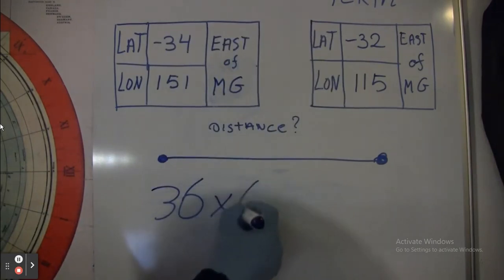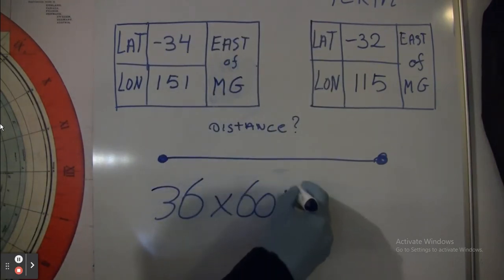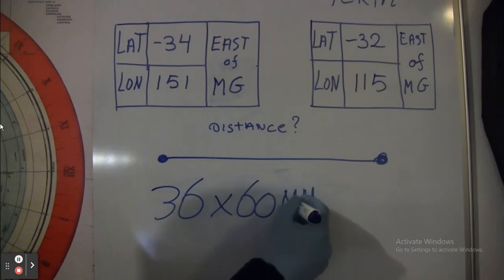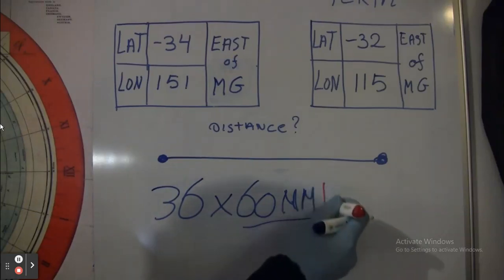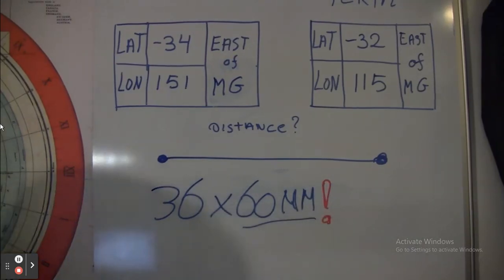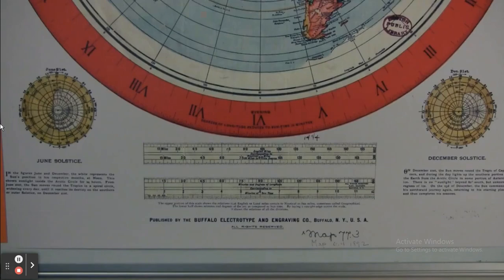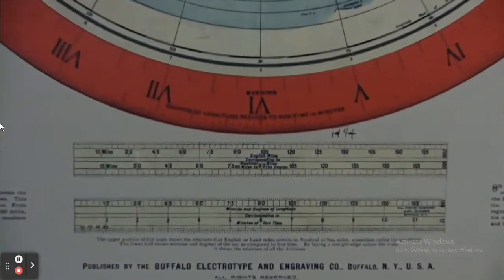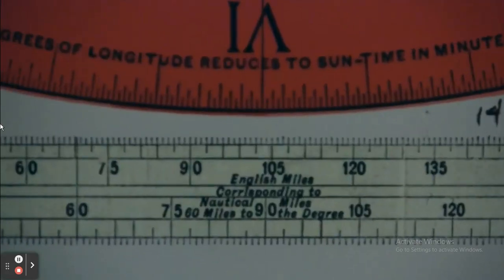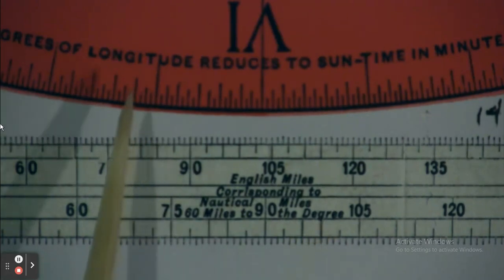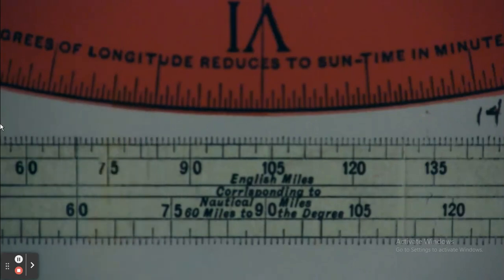Multiply by 60 nautical miles. Why 60 nautical miles? To answer this question, we have to read between the lines. And it says 60 miles to the degree. It means each degree is in reality 60 nautical miles.